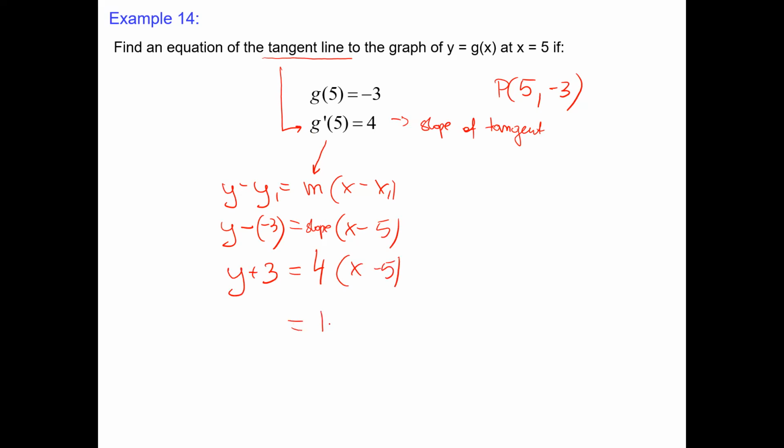Okay, but now let's isolate y for x. Oh, -20, -23, I believe. Right? Because it's -20, -3, -23. That's the tangent line. That's it. Please always remember the derivative at the given point represents the slope of the tangent line at that point.